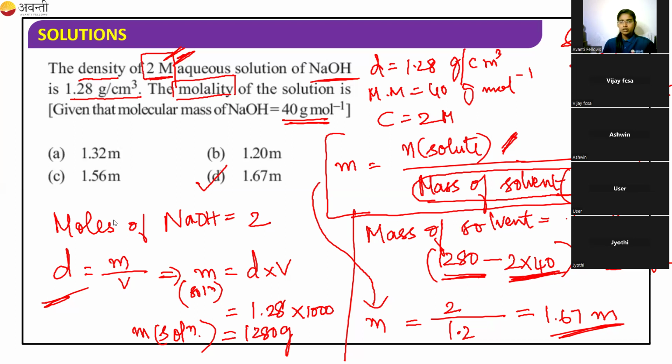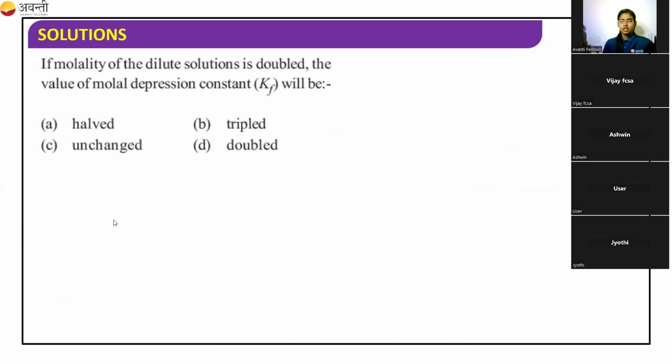So next, moving on to question number 2. If the molality of the dilute solution is doubled, the value of molar depression constant will be. Actually, this is based on molality, but this question will mostly come under one colligative property.